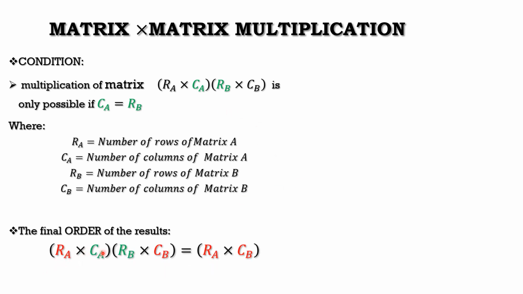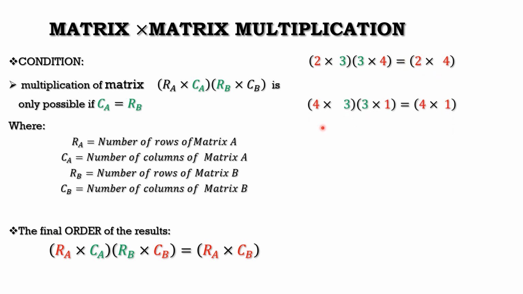So RA by CA and RB by CB. After you are done with your multiplication, your final answer will be a matrix of order RA by CB. So this and this, good. Here is an example: a matrix of order 2 by 3 multiplying a matrix of order 3 by 4. Our final answer will be 2 by 4.